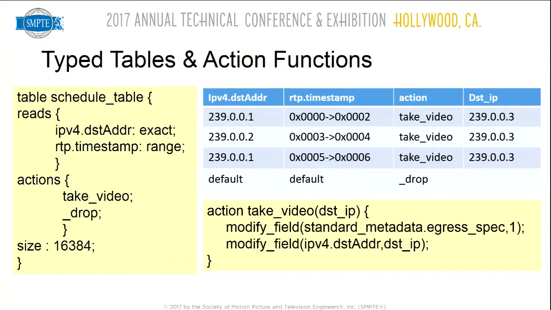And then we've got our table. So we populate the table and we say for 239.0.0.1 input for certain RTP timestamps, take that video and give it the right destination IP address. And then for 239.0.0.2 for another range of RTP timestamps, take that video, and then go back to source 1, 239.0.0.1, for another range, take that video. And if it doesn't fall into one of these categories, the default is just to drop those packets if we're not actually selecting those packets.